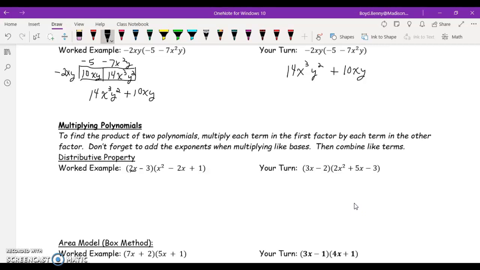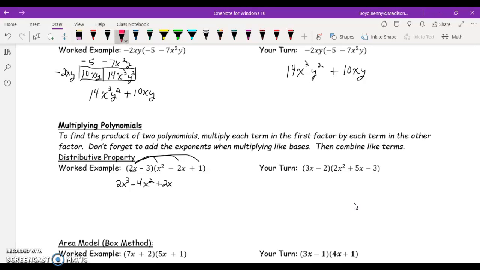So to start with, we'll start with the 2x and we'll multiply it by the x squared. So that's going to give us 2x to the third power. Then we're going to multiply 2 times negative 2x. That's going to give us a negative 4x to the second power. And then we're going to multiply the 2x times 1, which is going to give us 2x.